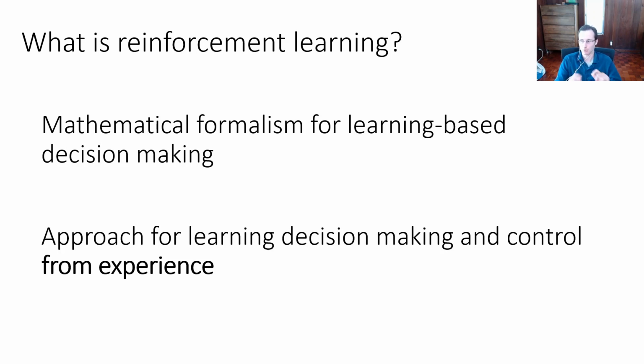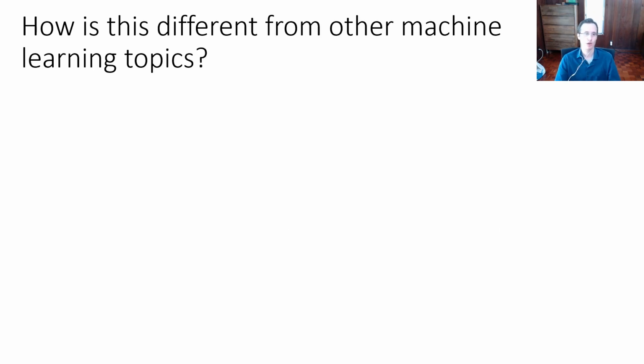And it's important to keep in mind these are somewhat separate because we could imagine taking the formalism and then applying all sorts of different methods to it. So it's important not to confuse reinforcement learning the problem from reinforcement learning the solution. Okay, how is this different from other machine learning topics? Well, the kind of machine learning that most of you are probably familiar with is supervised learning. Supervised learning is fairly straightforward to define.